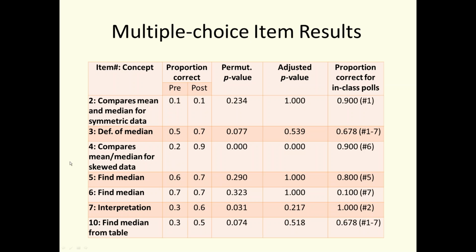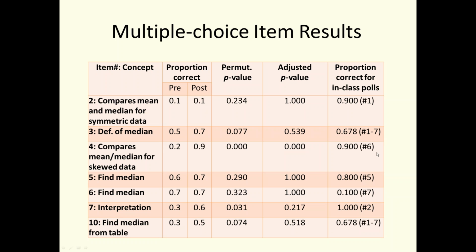This is where we were asking the students to compare the mean and median for skewed data. They needed to recognize the effect of outliers on the relative position of the mean and the median. Before the activity, only 20%, or 2 out of 10, could answer the question correctly. After the activity, 9 out of 10 did. So this was our most positive result that we saw.